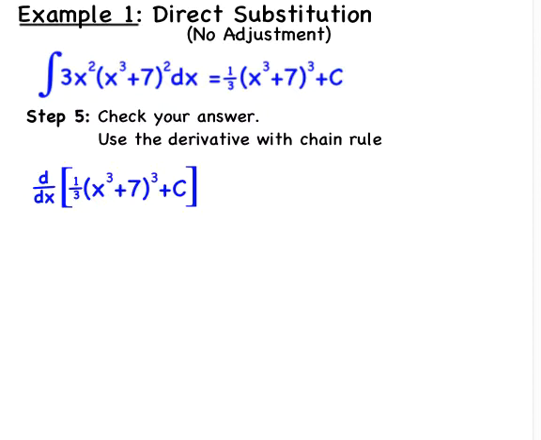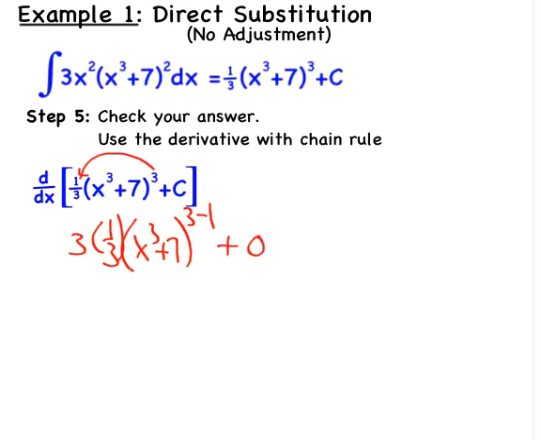And to demonstrate the derivative here, we would take 3 and multiply it by the coefficient in front. So we have 3 times 1/3 x cubed plus 7 to the 3 minus 1 power. So that's the power rule for derivatives. The derivative of a constant is always 0, so the c will become 0. And this gives us 3 times 1/3 is 1. We have x cubed plus 7 to the second power.